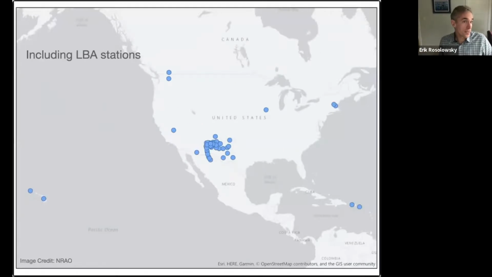The longest baselines, and thus the highest resolutions, will be achieved by introducing these long baseline array stations that mimic what's happening with the VLBA, the very long baseline array, with stations from the Virgin Islands out to Hawaii and then up into Canada to get the smallest possible scales, really using for non-thermal and high brightness science to get the best angular resolution.